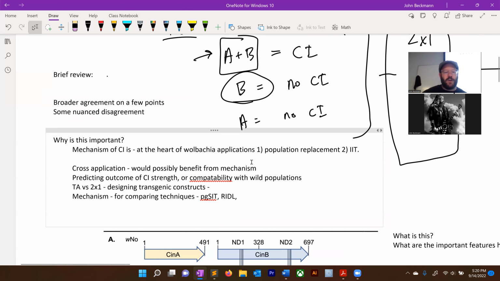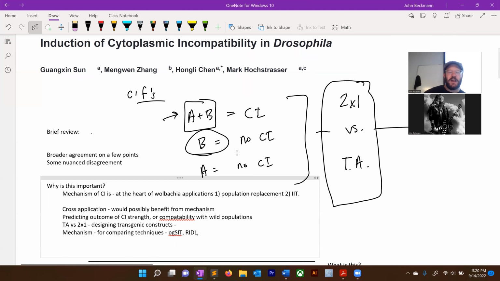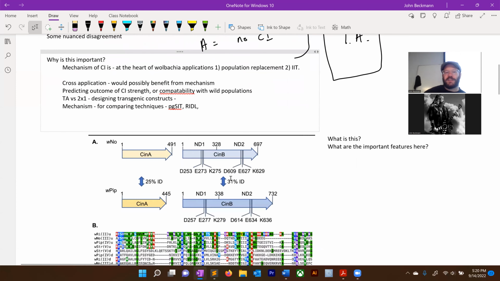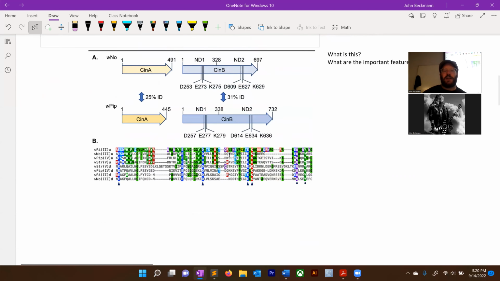So that's one argument for why, even though this paper is getting very into the details, these are some arguments for why this is worth doing, aside from just the basic, we want to understand the biology. Okay, so let's just start looking at the figures.